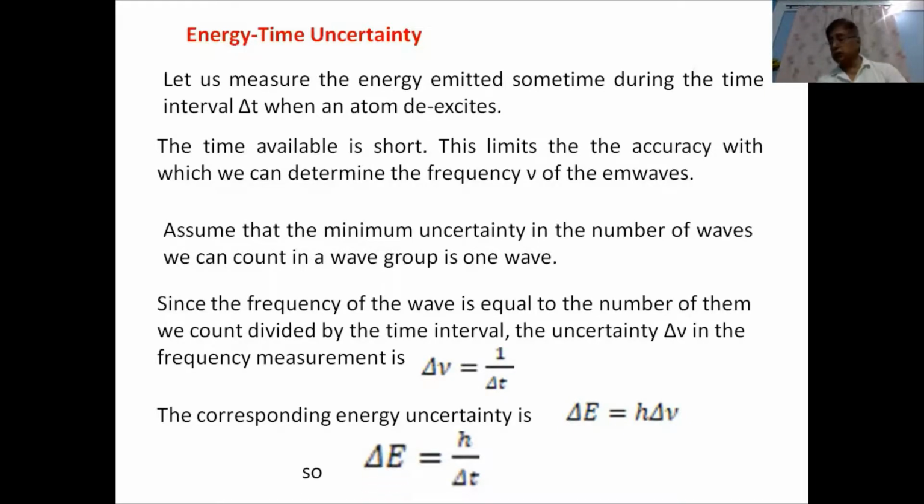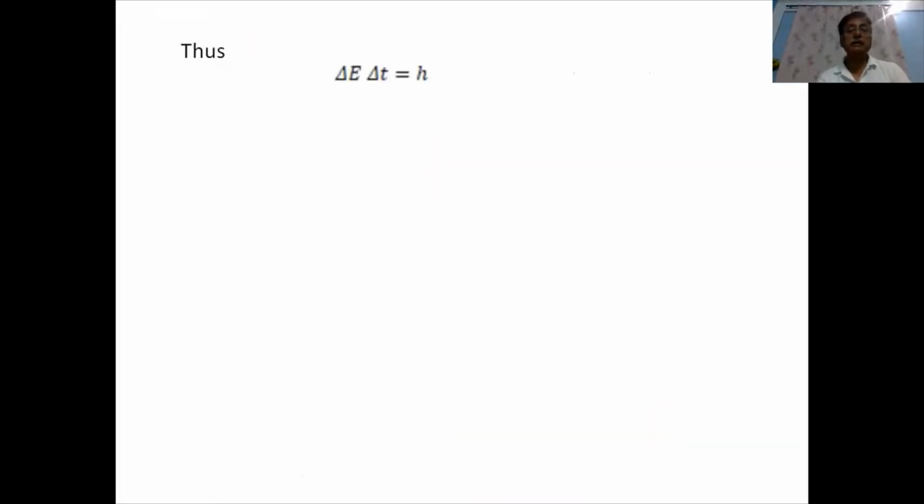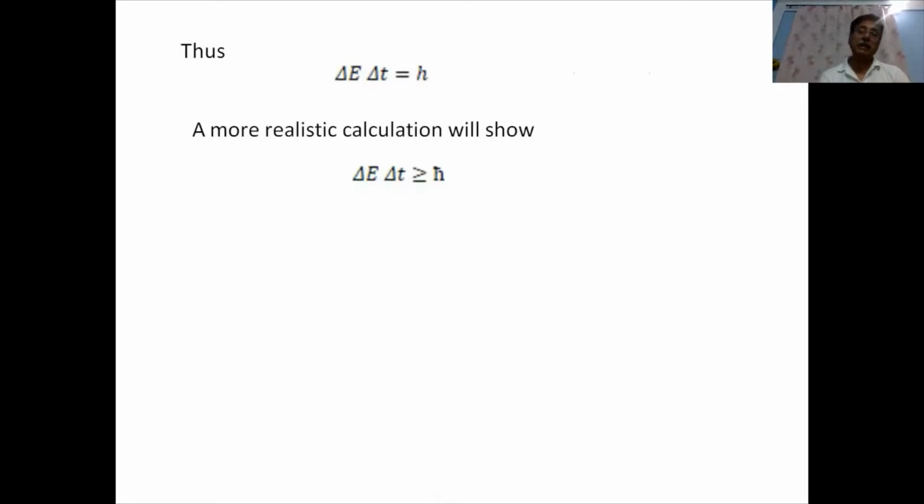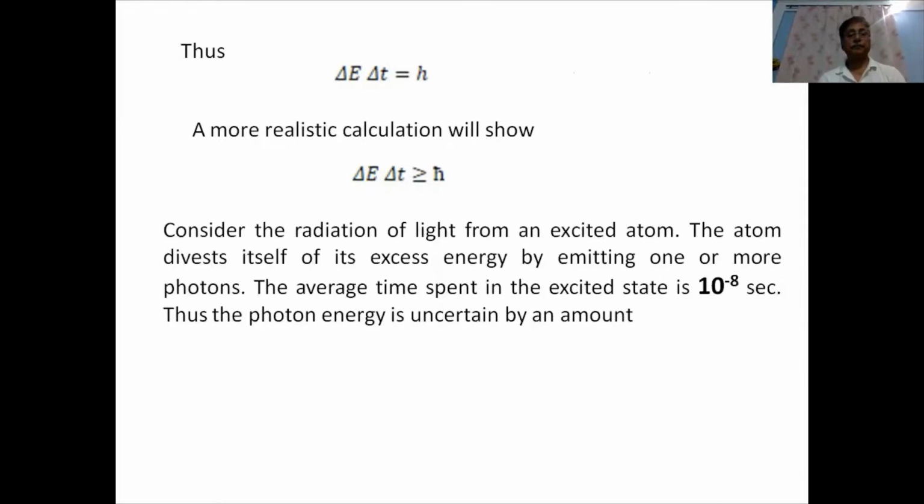And delta E is equal to H cross by delta T. Thus, delta E delta T is equal to H cross. A more realistic calculation will show delta E delta T greater than or equal to H cross, and here the greater than or equal to sign has the same meaning as explained earlier: the equality is for the inherent uncertainty below which it cannot go, and the greater sign is any uncertainty added because of the error in the measurement process.